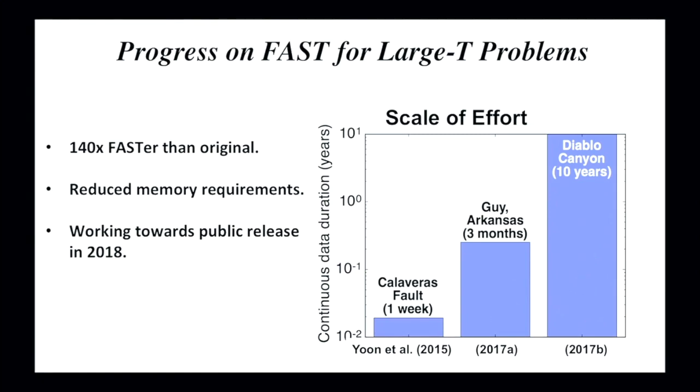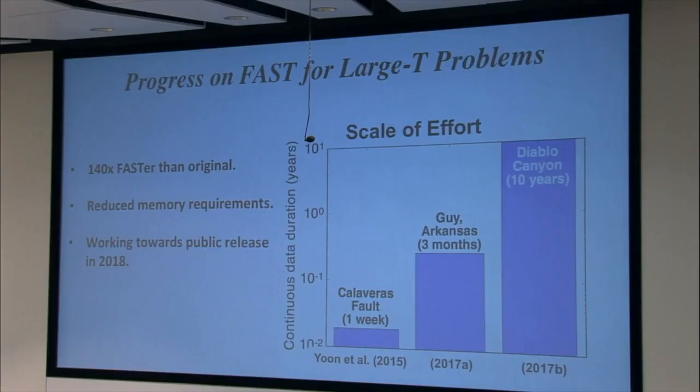So I'm going to talk just a little bit about some progress on FAST for long duration problems. Computer scientists got involved. They made it run 100 times faster. Embarrassing, but useful. And they reduced the memory bottlenecks that we had.